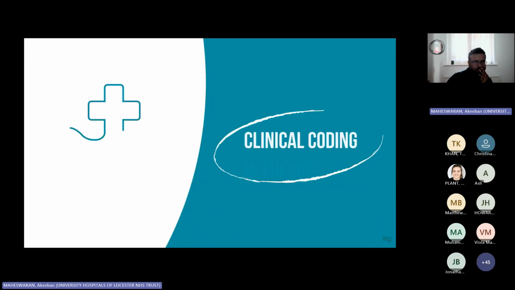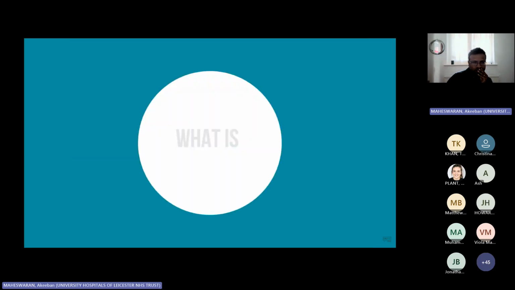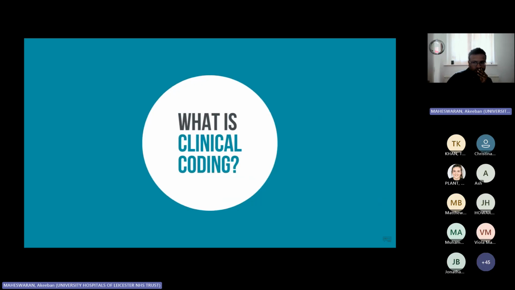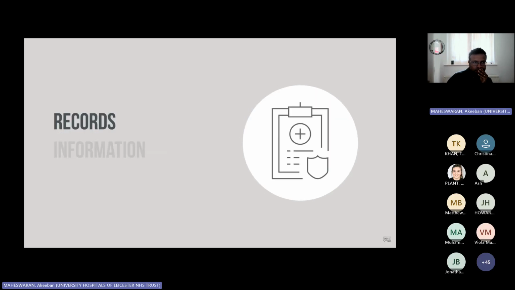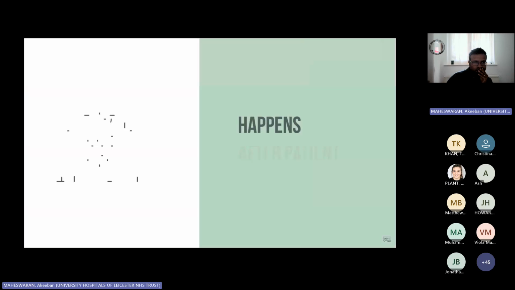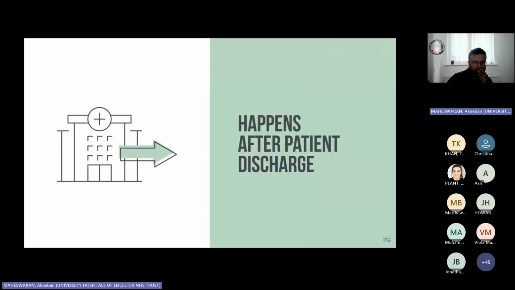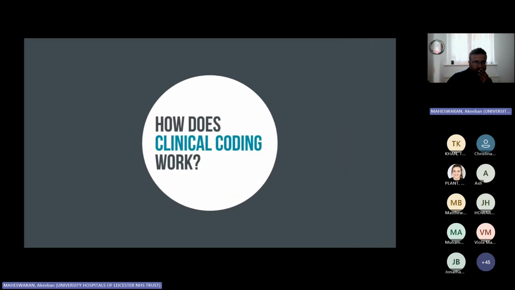This animation will give an overview of clinical coding in the NHS. Essentially, clinical coding is the way an NHS organisation records information on what care is given to their patients. It is the translation of the patient record into coded data. It is usually done after the patient has been discharged, and there are strict deadlines that need to be adhered to for data submission. So how does clinical coding work?